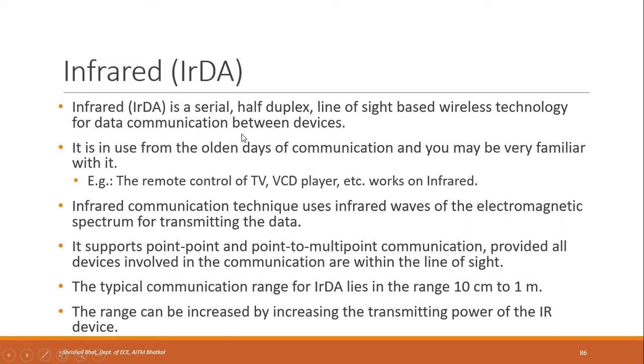The transmission is achieved through radiations. It is a serial communication, that means the data is sent bit by bit, and it is half duplex. You know what half duplex means? Communication is possible in both directions, but only in one direction at a time, not at the same time. And what does line of sight based communication mean? It means the sender and the receiver have to be visible to each other. There cannot be any obstacle in between. They have to be in a straight line normally. That is called line of sight communication.